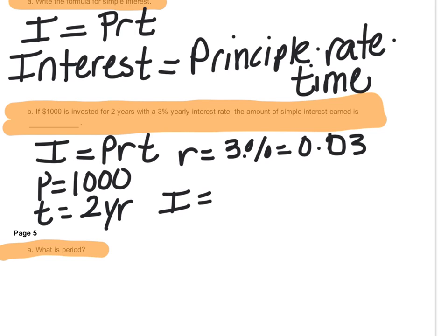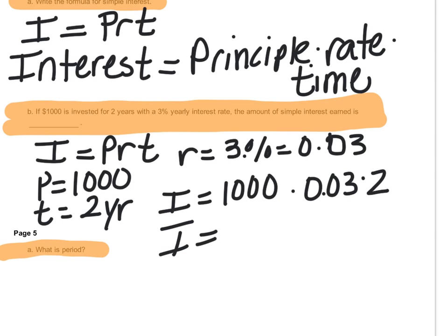So then we just multiply all of those. Interest is going to be 1,000 times the rate, 0.03, times 2. Once you put that in your calculator, you should get $60 even. So that means if I take $1,000 and put it into some kind of account for 2 years, and I only get 3% yearly interest rate, at the end of 2 years I'll earn $60 without even having to go to work. Let my money work for me.